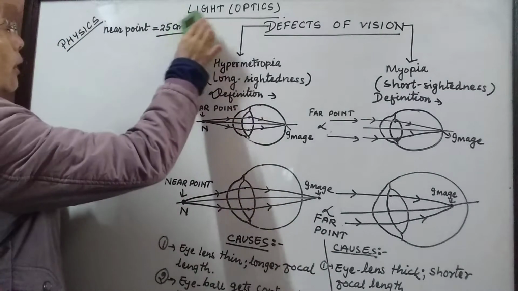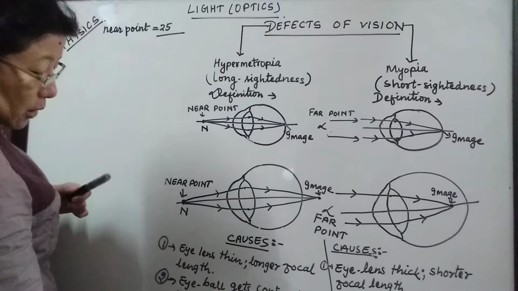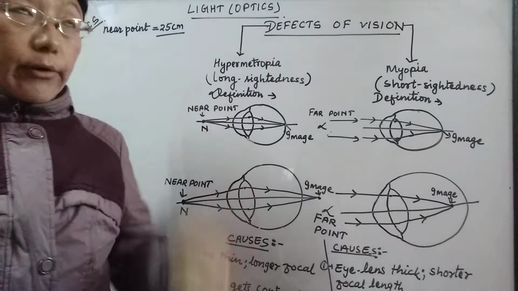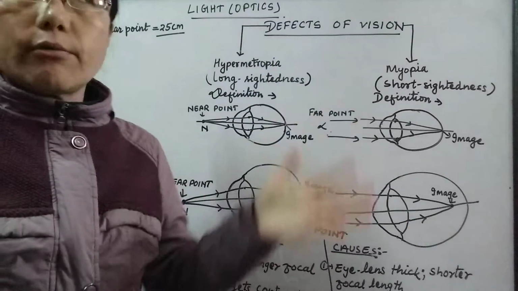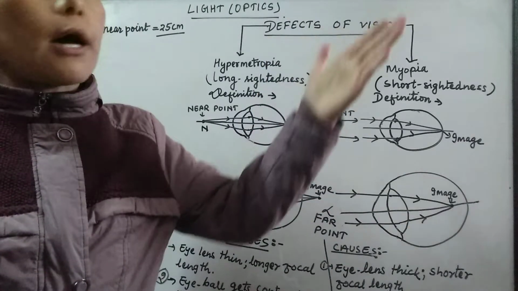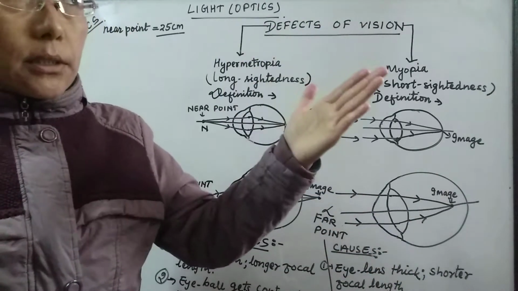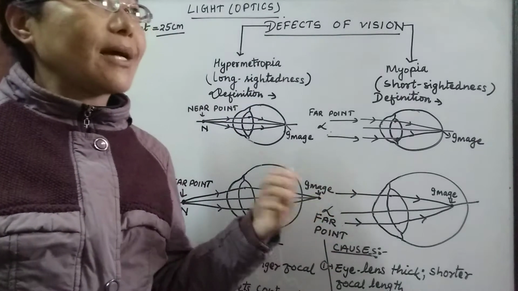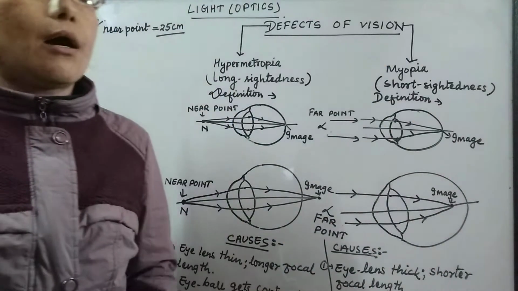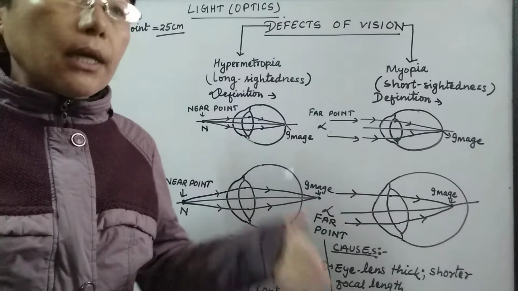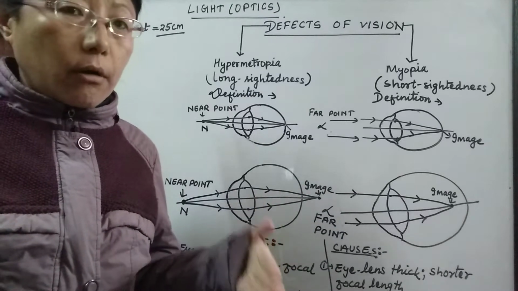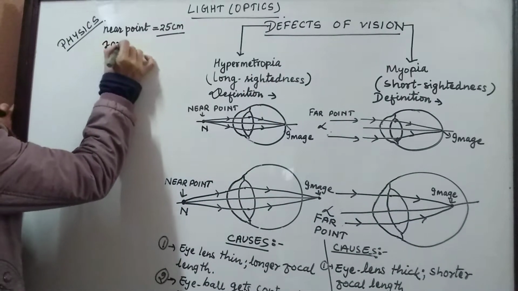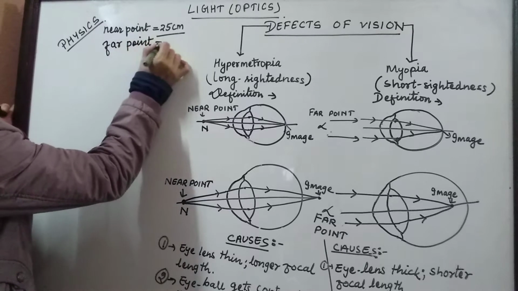Similarly, far point is the farthest distance up to which a normal eye can see clearly. You can see far away objects. If these are taken farther away, you can see, but extreme far we cannot see. So the farthest distance up to which our eyes can see clearly is the far point. For a normal eyesight, it is infinity distance. Long distance away from 6 meters we can see, that is the infinity distance. So far point is infinity distance.